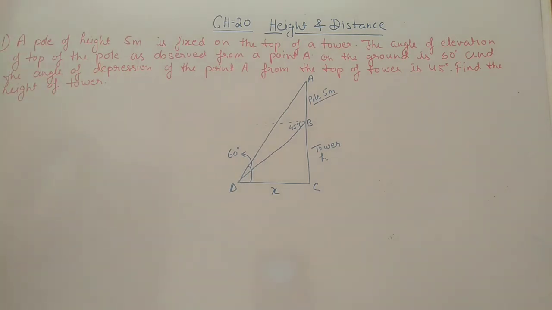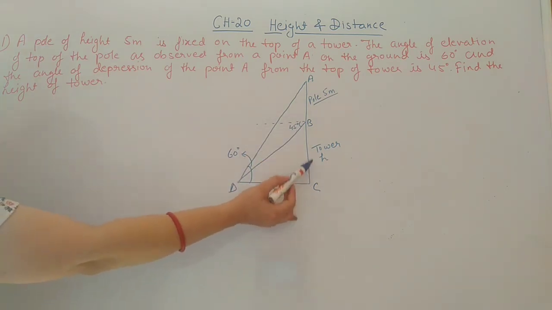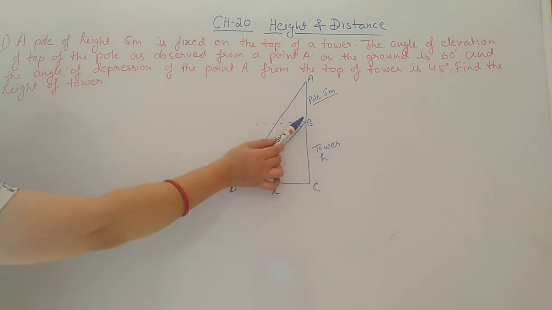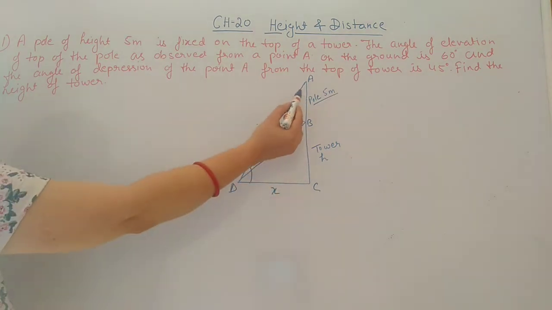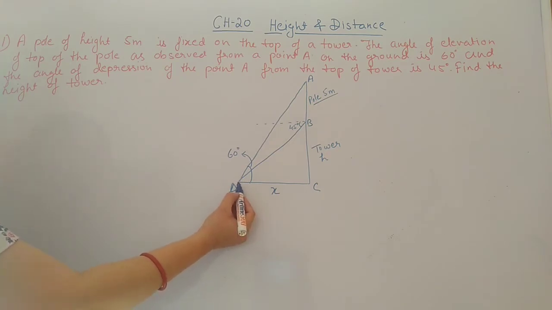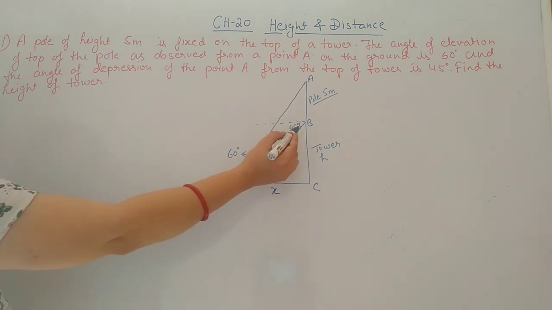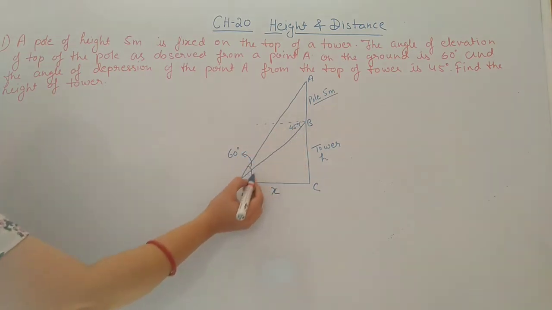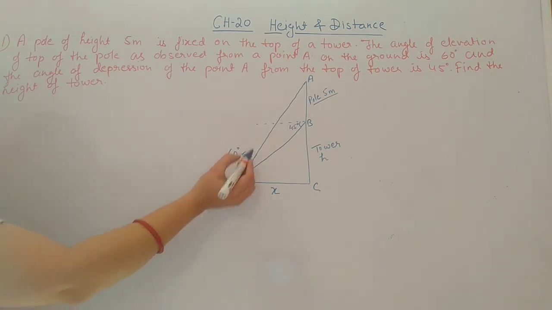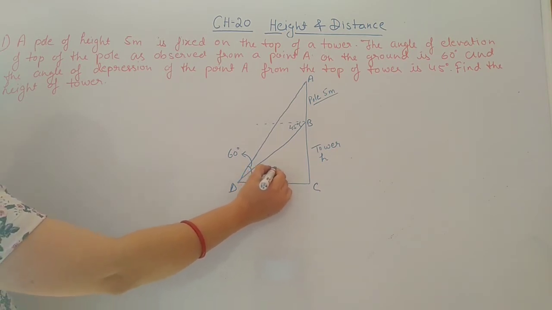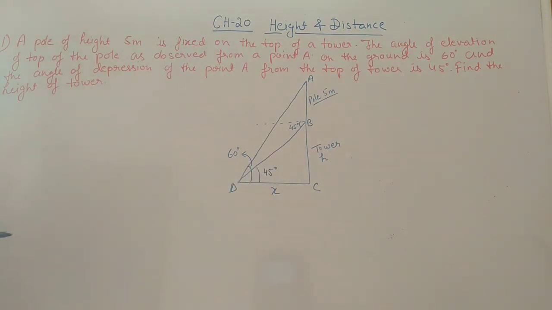So according to this question, here BC is the tower. The height of the tower we have taken as h, and this AB is a pole, 5 meter long, above this tower. From this point D, the angle of elevation is 60 degree, and if we see from here, the angle of depression for this point is 45 degree. So this is the angle of depression, and the same here, this will be 45 degree angle of elevation, alternate angles. Now we have to find out the height of this tower BC.